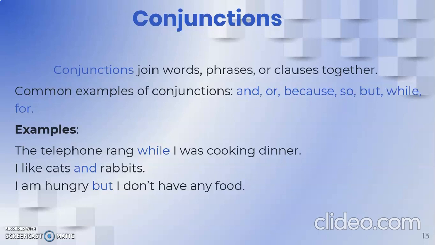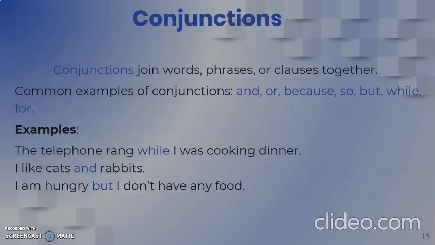So here we have two clauses: the telephone rang, and I was cooking dinner, and the conjunction is while. The conjunction while joins these two clauses together because we don't want to separate the sentence, because the clauses are related in time. Also, for the third example: I'm hungry but I don't have any food. And the second: I like cats and rabbits.